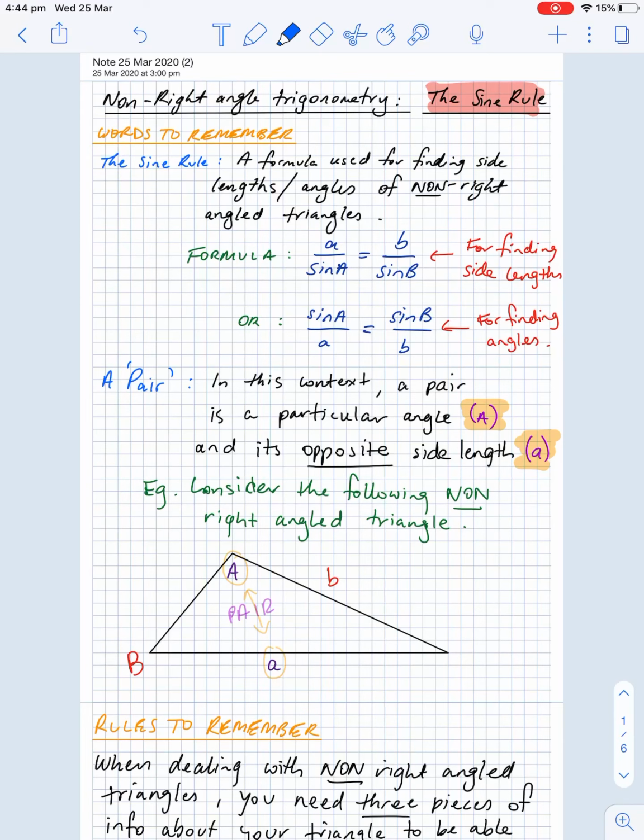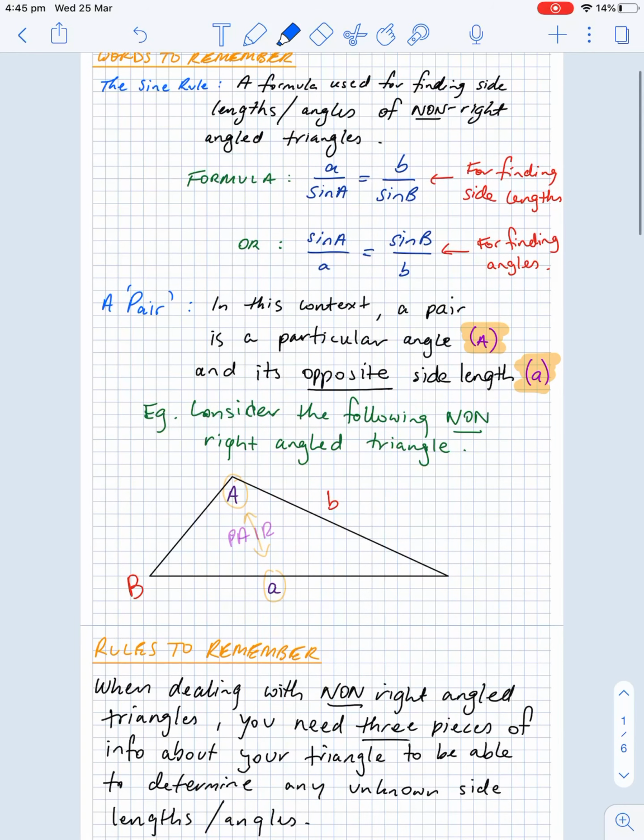The next thing you need to be aware of is what a pair is. The term pair in this context is a particular angle, and we call that particular angle capital A, and the pair is a particular angle and its opposite side length, and we call the side a little a. So a pair is a capital A and a little a. There's our pair. They're the same letter pretty much. Don't forget that, a really important concept, that pair.